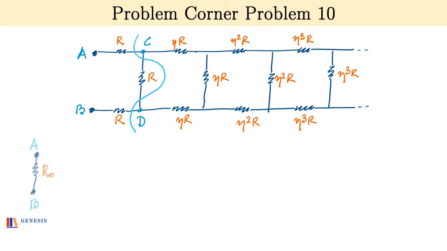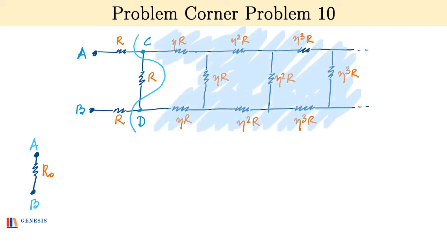Let the equivalent resistance between A and B be R0. Now look at this region of the circuit between the points C and D. This network is nothing but the network between A and B multiplied by the factor eta. Hence, we can expect that the equivalent resistance between C and D will be eta times R0.